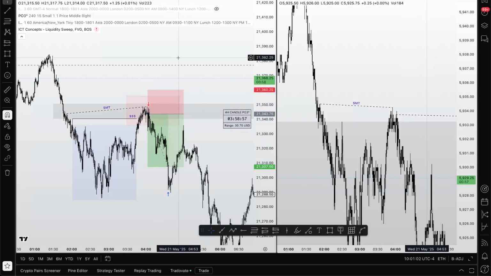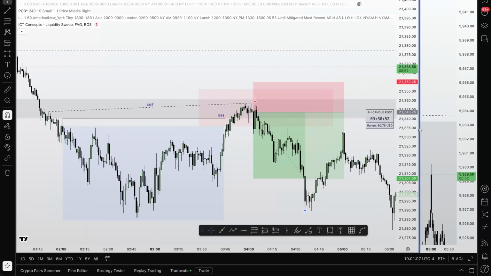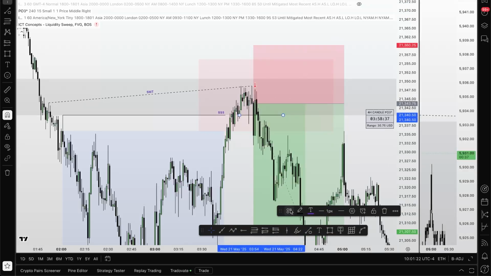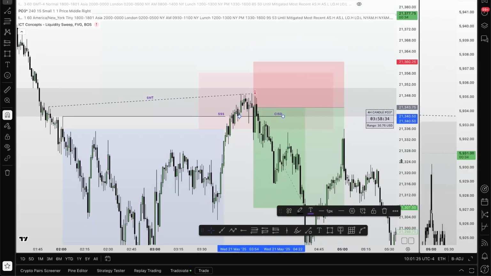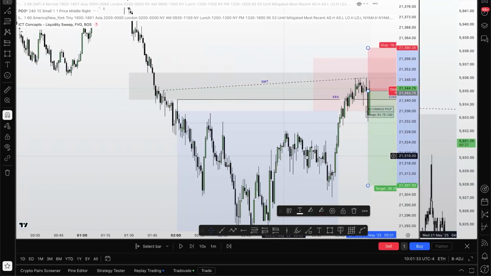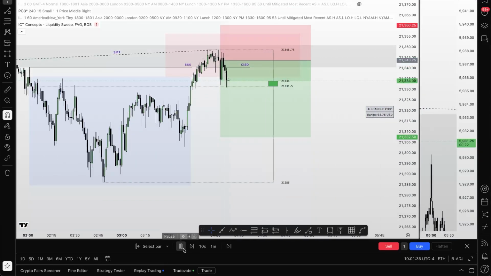So I entered off this change in the state of delivery here, as I just mentioned. If we make this a bit bigger, I can mark it out. Change in state of delivery is the close above a liquidity sweep. The last liquidity sweep we got was here because they're equal highs. So once we swept that liquidity, I wanted a close below the up close candles which swept the liquidity. After that, I was pretty much in, and let it play out.